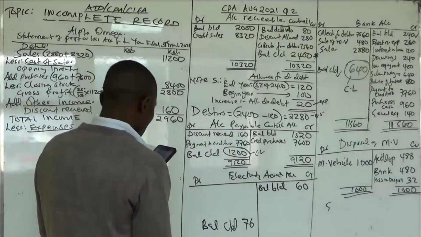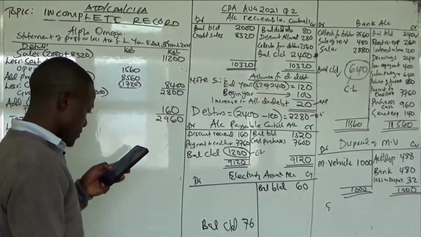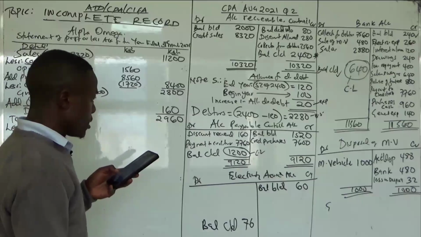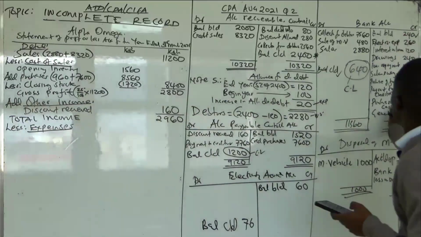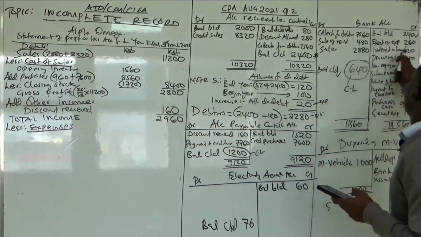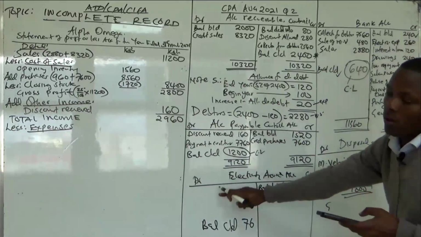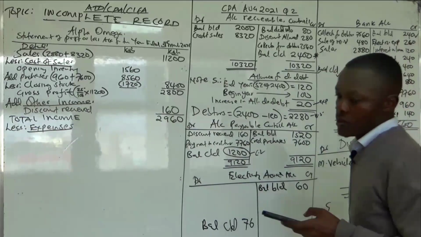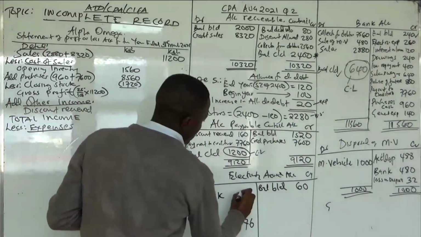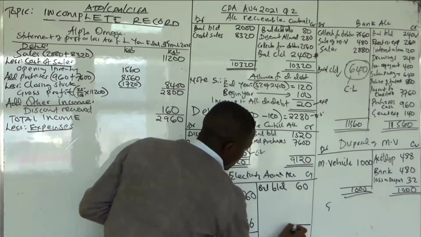So you go back to the bank. What was paid? The electricity that was already paid, how much is it? 260. If you pay, you look at the bank account, which side is it on? Credit. So double entry tells us that we should say here bank 260. So which one will be going to the P&L account? The total balance will be.